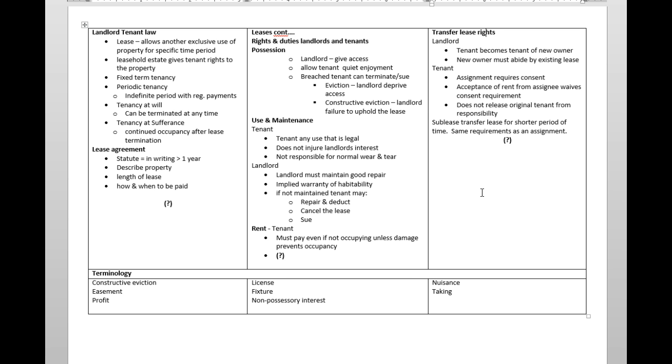If it's accepted, okay, the acceptance of rent from the assignee waives the consent requirement. Now, what the heck does that mean? That means that if you assign it to somebody without permission, and the landlord still accepts that rent from the assigned person, that means they accept and give permission for that assignment, so it can't be revoked. But an assignment doesn't release the original responsibility of the first tenant that assigned the lease.